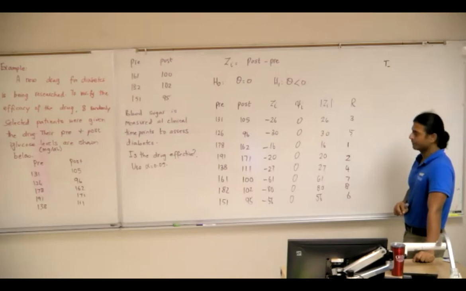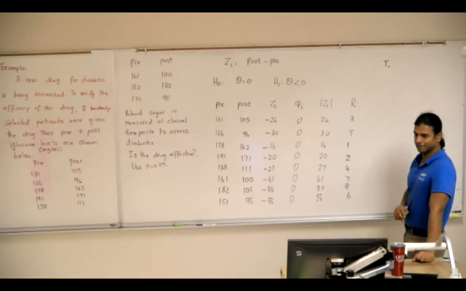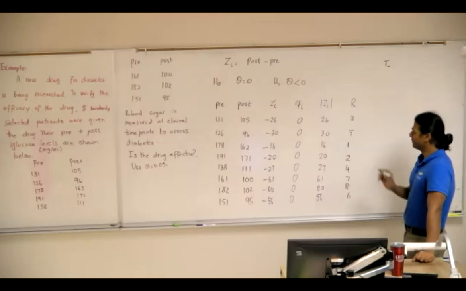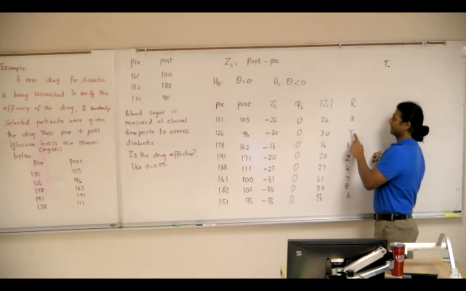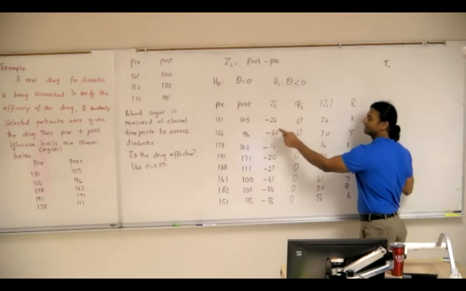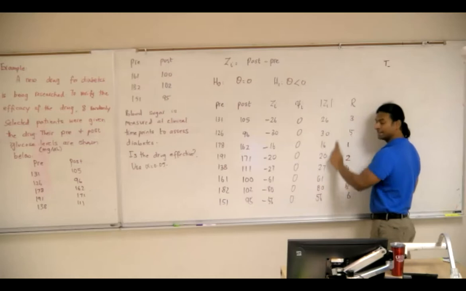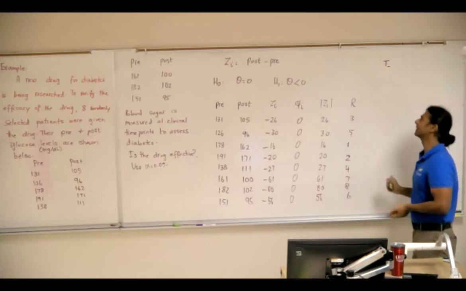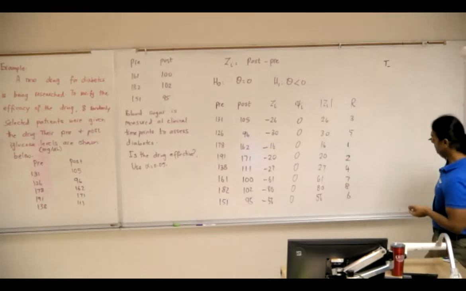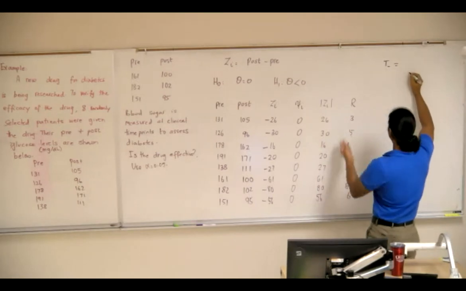Rank cannot be negative. Could you ever give someone a negative position? As an insult, yes. True. We're not assigning a negative rank. We are looking at the rank corresponding to a negative sign. So we are ranking the observations using the magnitudes, but we're going to pick those ranks that correspond to a negative sign. So here, T minus ends up being the sum of all these numbers.